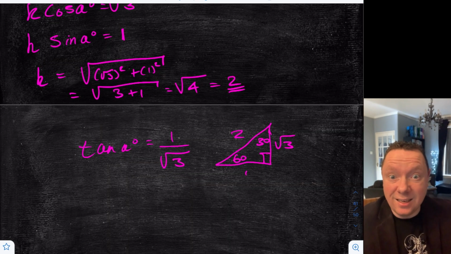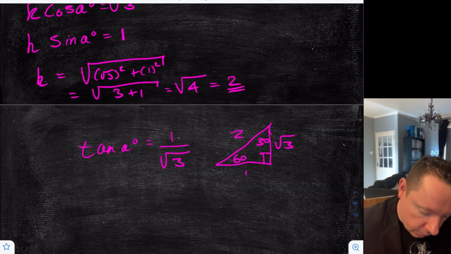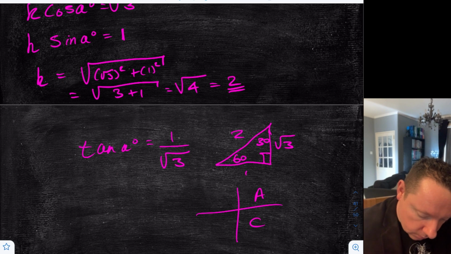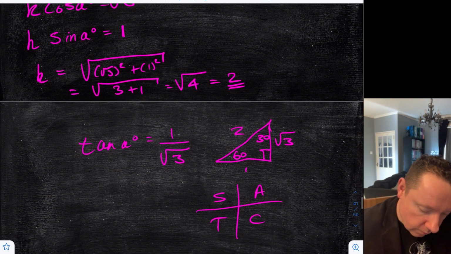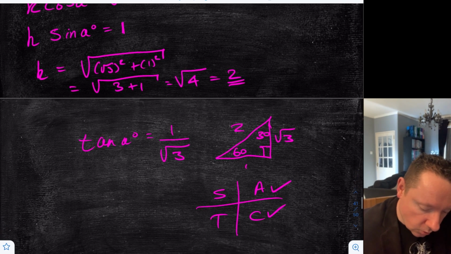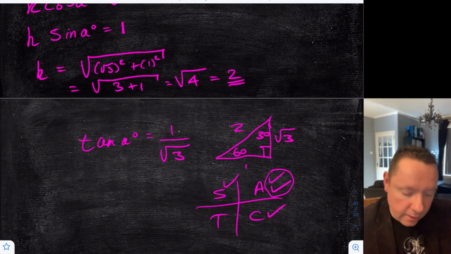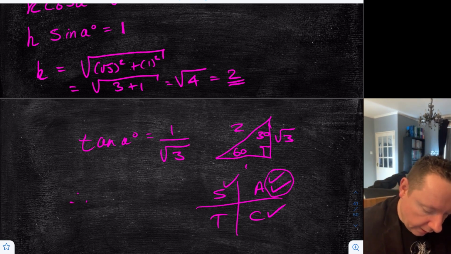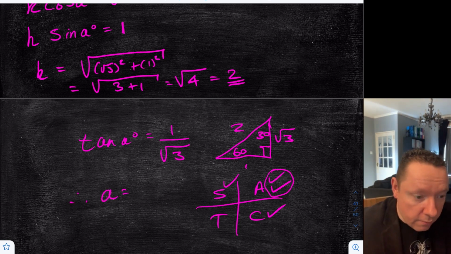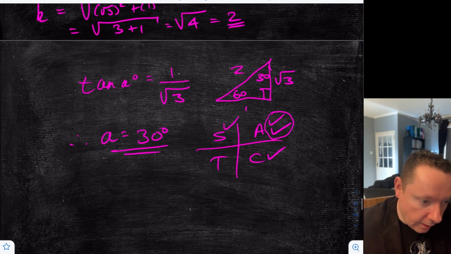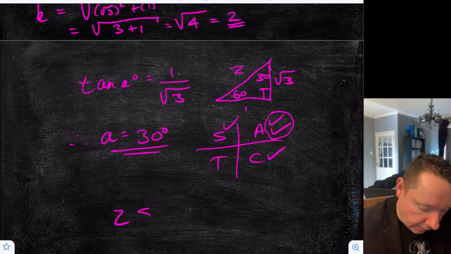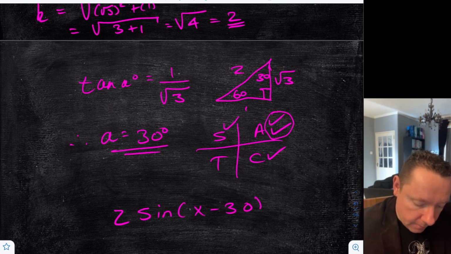We need to use a CAST diagram just to confirm. So if we look at our CAST diagram, we need to check our original functions. Cos was positive, so that would be these two. And sine was positive, that would be these two. So yes, we're in the first quadrant, because we've got 2 ticks in A. So that means I can just say, therefore, a equals 30 degrees. And then our final answer is 2 sine (x minus 30) degrees. And we're done there.